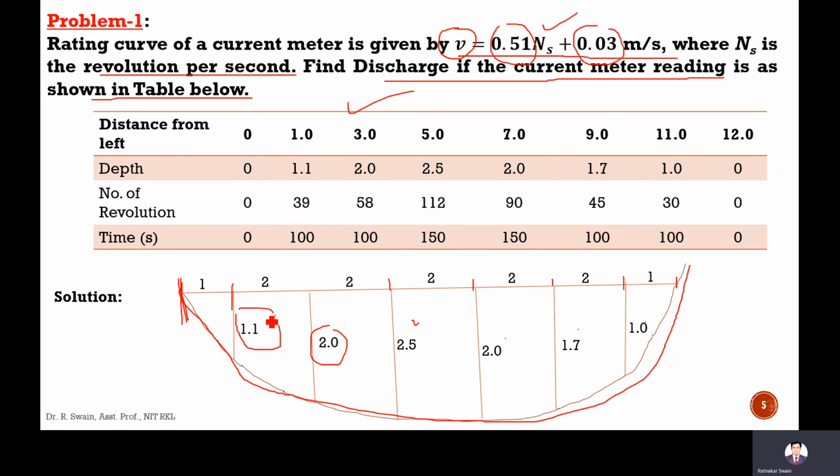The number of revolutions here is 39, here 58, 111, 90, here 45, and 30. The time taken for the revolutions is 100 here, 100 here, 150, 150. It's 100 for the 45 revolutions, 100 for the 30 revolutions, like this. So I have to solve this problem and calculate the discharge. First we calculate the velocity. Depth is given. If you can calculate the velocity and the average width, then you just multiply the velocity with the depth and the average width, and you will get the discharge of each segment, and the total discharge will be the sum.